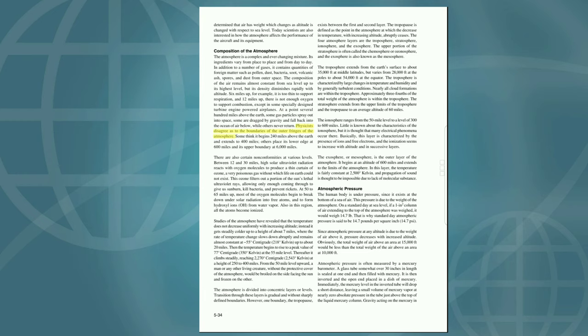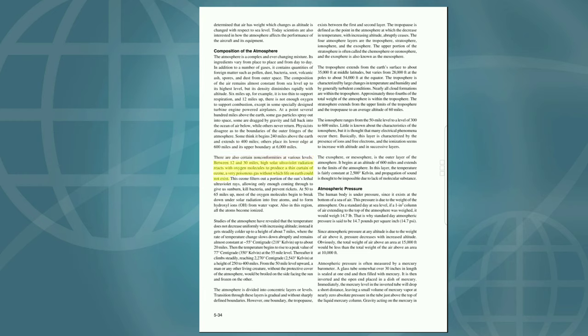Physicists disagree as to the boundaries of the outer fringes of the atmosphere. Some think it begins 240 miles above the Earth and extends to 400 miles. Others place its lower edge at 600 miles and its upper boundary at 6,000 miles. There are also certain nonconformities at various levels.